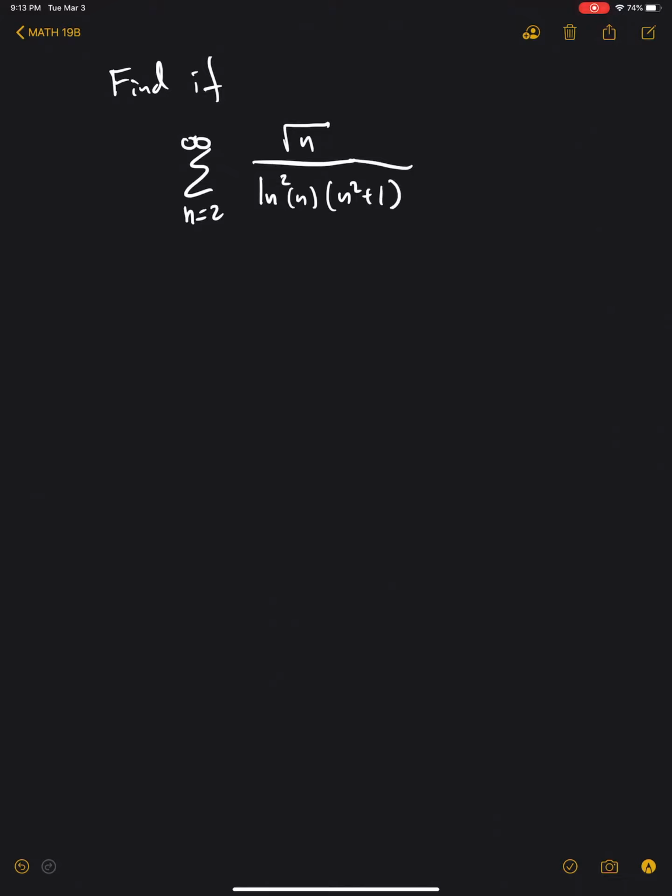Let's analyze the convergence of the following series. Let's find if the sum from n equals 2 to infinity of the square root of n divided by natural log of n squared times n squared plus 1 is convergent or divergent.